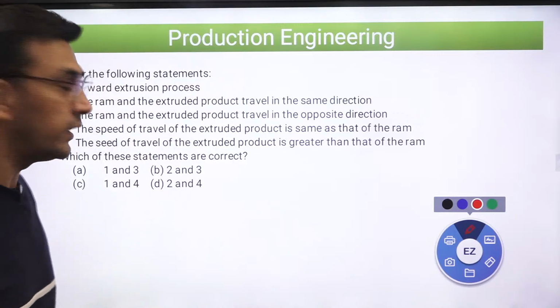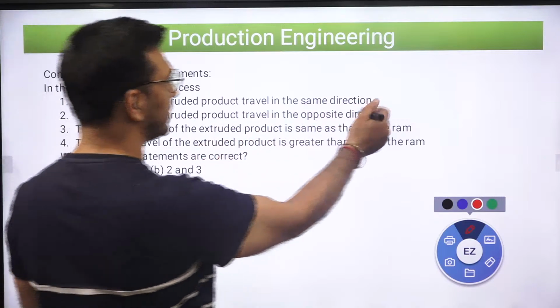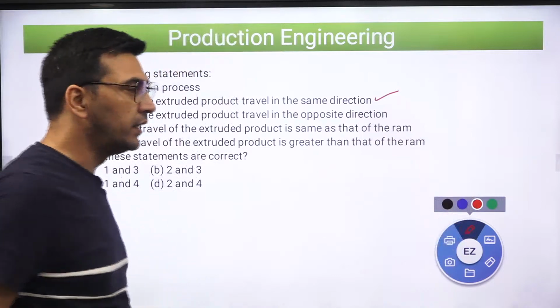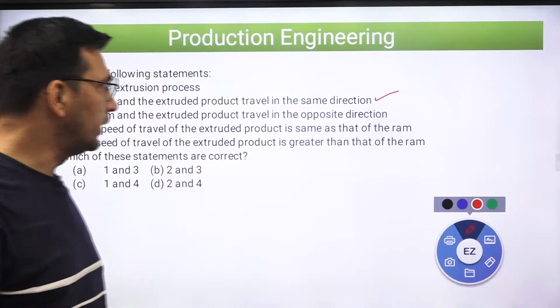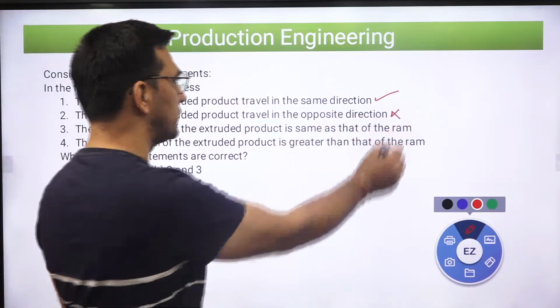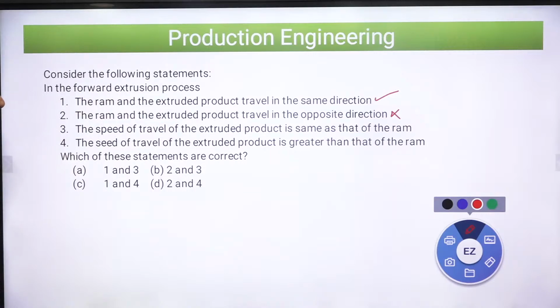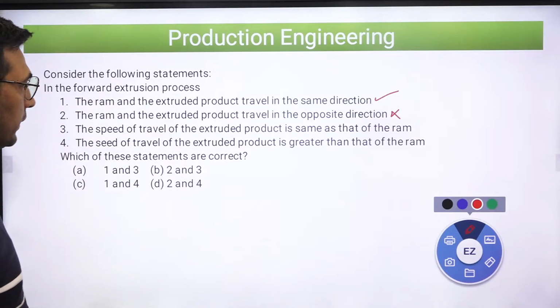So C, okay, you are saying C. C means 1 and 4. One: ram and the extruded product travel in the same direction. Obviously, forward extrusion, or direct extrusion as we call it, so obviously the direction of movement is the same. So if this is the same, then obviously this is not going to be correct: the speed of travel of the extruded product is the same as that of the ram.